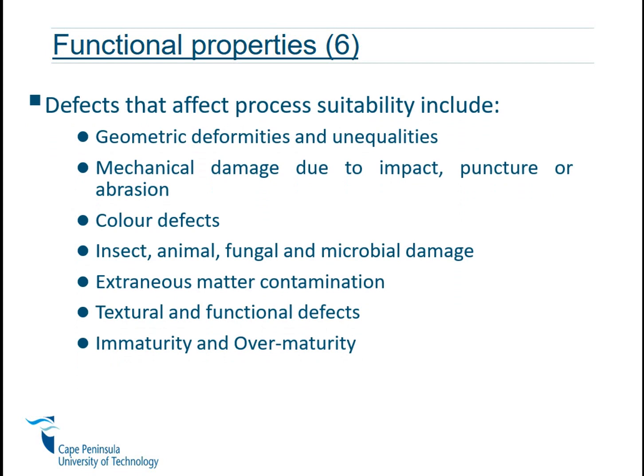In conclusion, factors that affect process suitability include geometric deformities and inequalities, mechanical damage due to impact, puncture, or abrasion, color defects, and insect, animal, fungal, and microbial damage. All these factors are what the food processor needs to control. Also things like textural and functional defects, and immaturity or over maturity of your products.